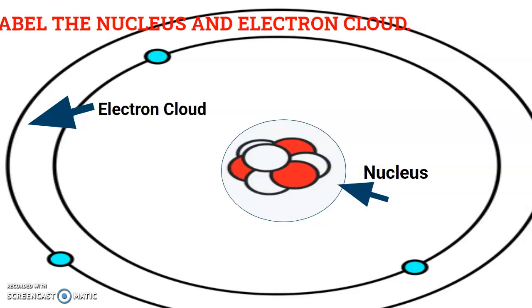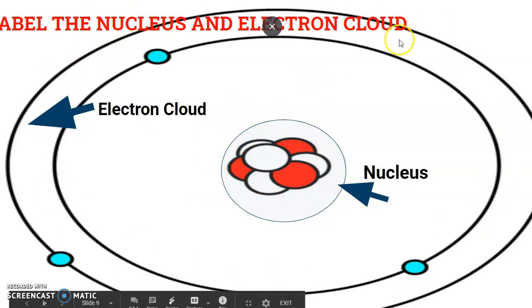Next up, I want you to label the nucleus and electron cloud. Here's another simple diagram of an atom. The middle section, as you can see here, the cluster of protons and neutrons, is called the nucleus, and the electron cloud is the area where the electrons are buzzing around the outside of the atom.